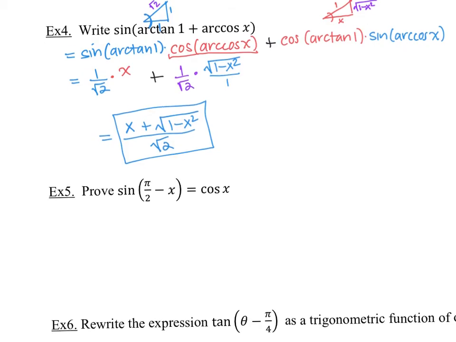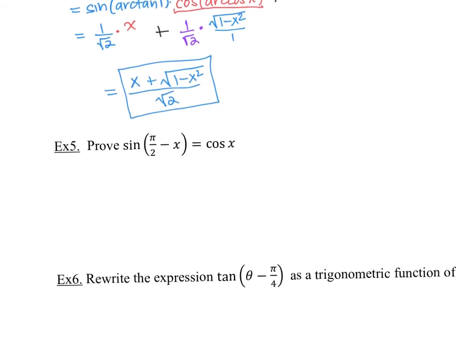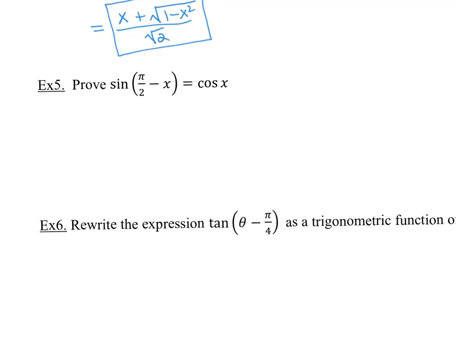Okay, now example 5 says prove that the sine of pi over 2 minus x is equal to cosine x. That's actually the cofunction property that we introduced in 5.1, but just told you it existed. Now that you know this difference formula for sine, you can prove that this is in fact working using the difference formula. And if it says prove, they actually do want you to use other properties to prove that this is the case.